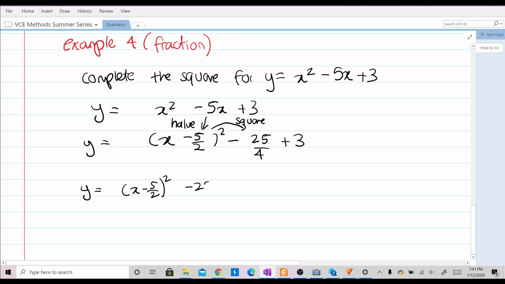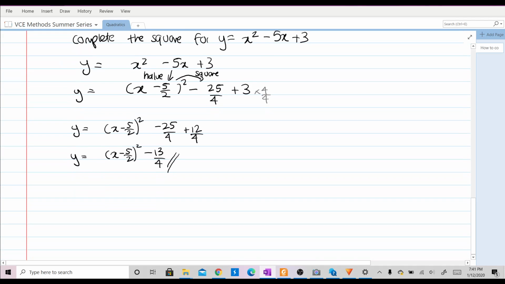So negative 25 on 4, we're going to make a common denominator of 4. To do that, we need to multiply this fraction by 4 over 4. That will get us plus 12 over 4. So then this is x minus 5 over 2 squared minus 13 over 4. Okay.